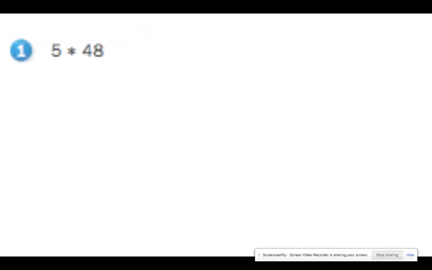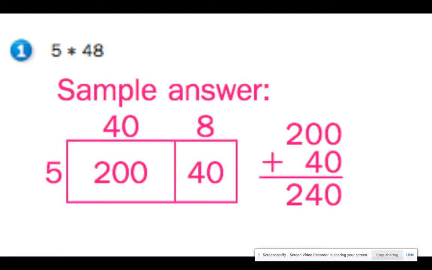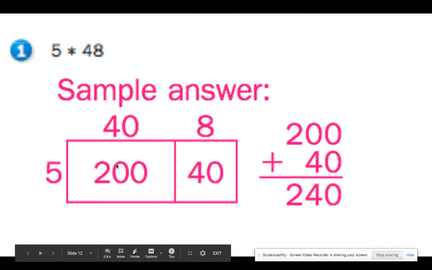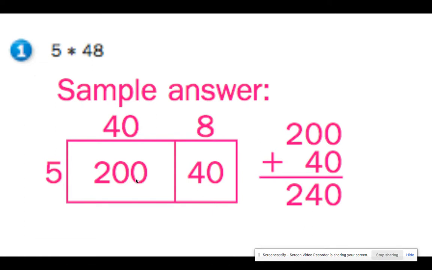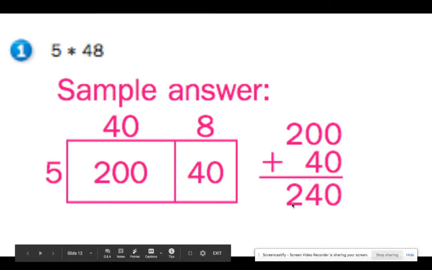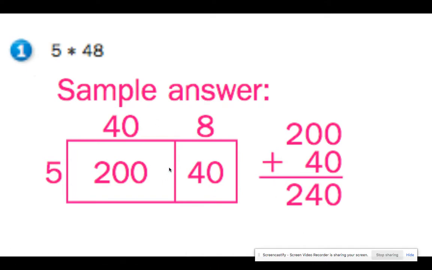Okay, welcome back. So question 1, 5 times 48. Well, here's a sample answer. They decided here to break the 48 apart into 40 and 8. 40 times 5 is 200. 8 times 5 is 40. So then 200 plus 40 is 240. You may have chosen to break up your rectangle or partition your rectangle a little differently. As long as you get 240, it doesn't matter how you broke apart your rectangle.